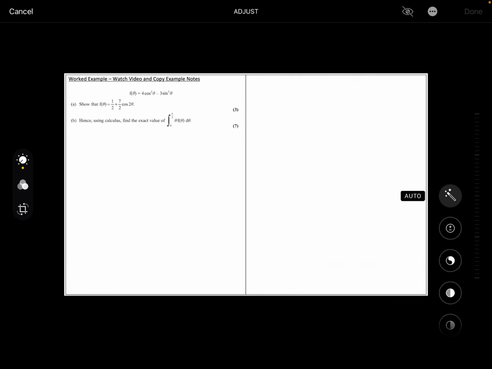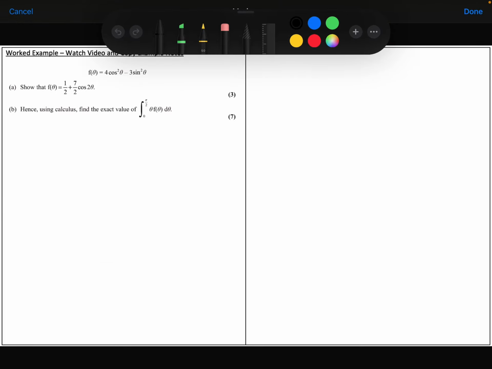Let's look at part B. Hence, using the result that we just found, find the exact value of the integral from 0 to pi over 2 of theta multiplied by f of theta. And in part A, I showed that f of theta was this, so I'm going to put that here. So the integral that I'm trying to do here is the integral from 0 to pi over 2 of theta multiplied by a half plus 7 over 2 cos 2 theta d theta.